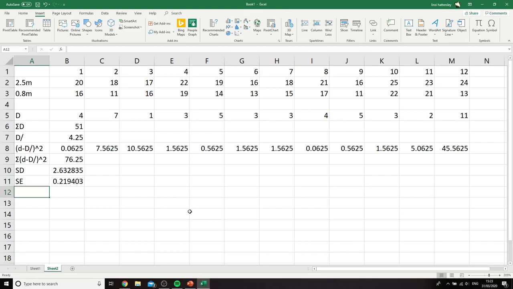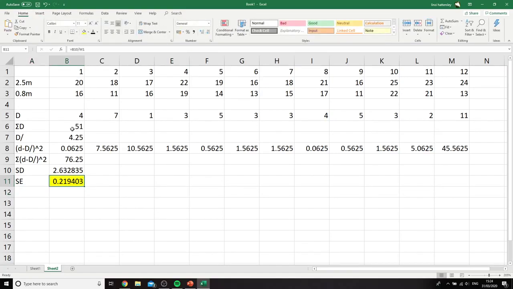And now we can calculate t. So you are going to need this number, and you're also going to need this number. So t-test equals, to do that all you're going to do is d bar divided by standard error. Enter.